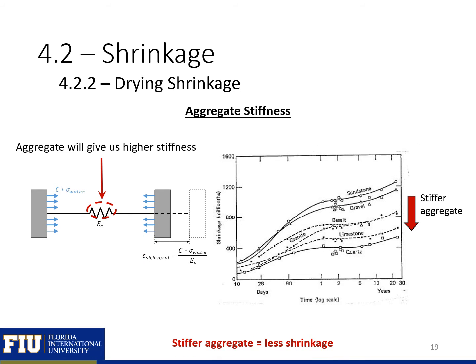We can also see that our aggregate stiffness is going to impact our shrinkage. So again, our aggregate is going to give us a higher stiffness, which will decrease our shrinkage. And we can see here with our shrinkage plotted versus time for several different types of aggregate, a stiffer aggregate will result in lower shrinkage. So a stiffer quartz will give us less shrinkage than a soft sandstone.